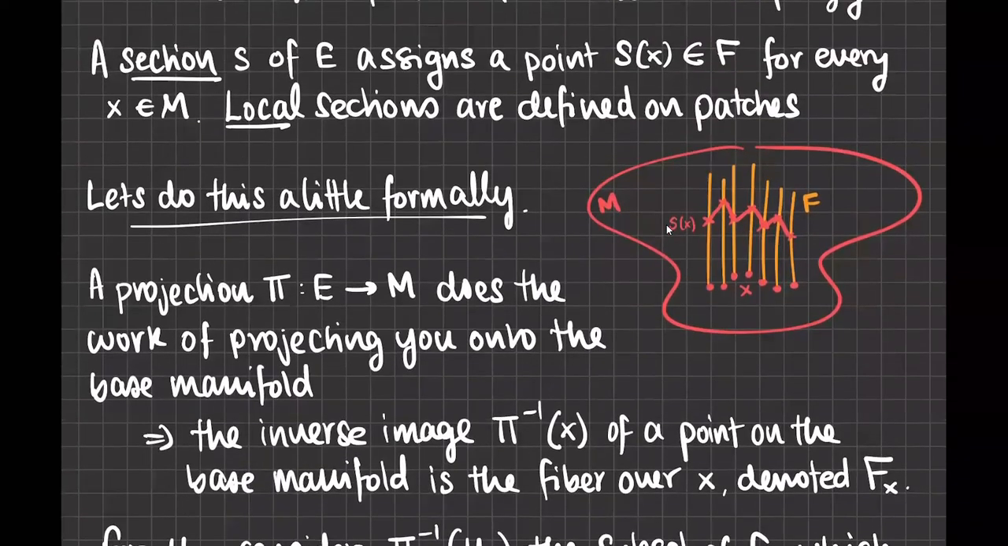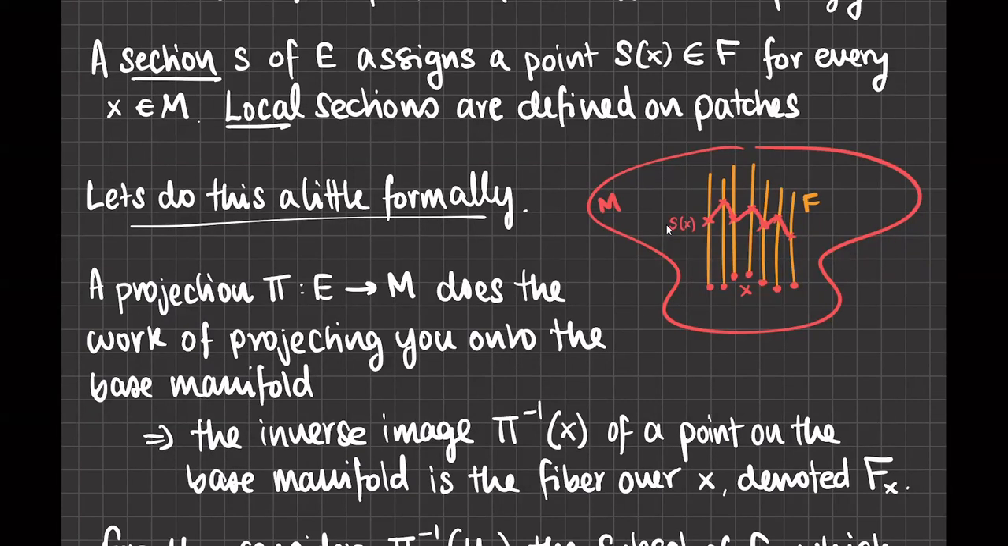We'll define everything formally, but a section: we have defined a fiber bundle. So we have a base manifold, we have a fiber, and we have the full bundle. A section of E, our fiber bundle, assigns a point s(x) in the fiber F for every x on the base manifold. So what a section does is it associates to each point in the base manifold a point in the fiber. Okay.